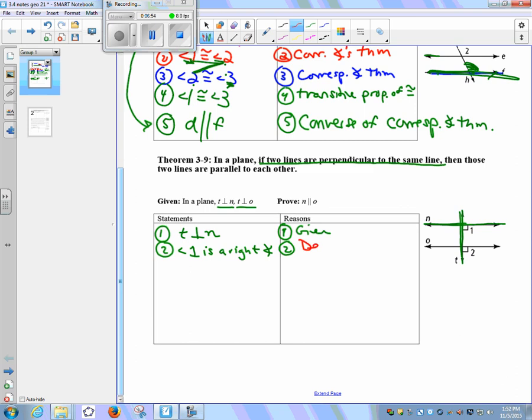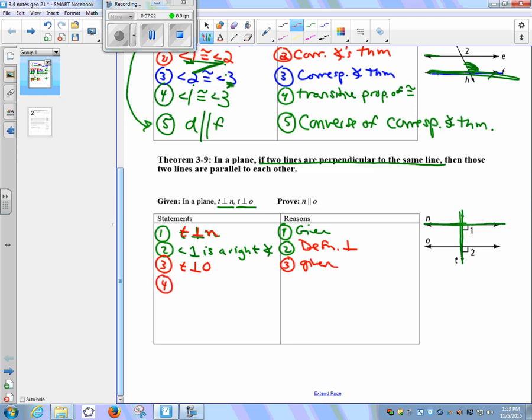Because when we look up the definition of perpendicular, it says two lines that form right angles. So if T is perpendicular to N, then by definition, we can say they form right angles. Angle 1 is a right angle. Okay, now I'm going to move to my next given. T is perpendicular to O. Well, that's my next given.